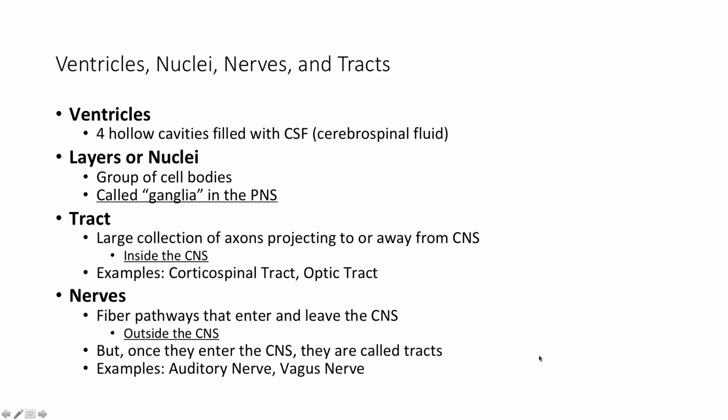Nerves are technically the same thing as tracts. These are fiber pathways that enter and leave the CNS, and they are outside of the central nervous system. So they are in the peripheral nervous system. Examples of these are the auditory nerve or the vagus nerve.